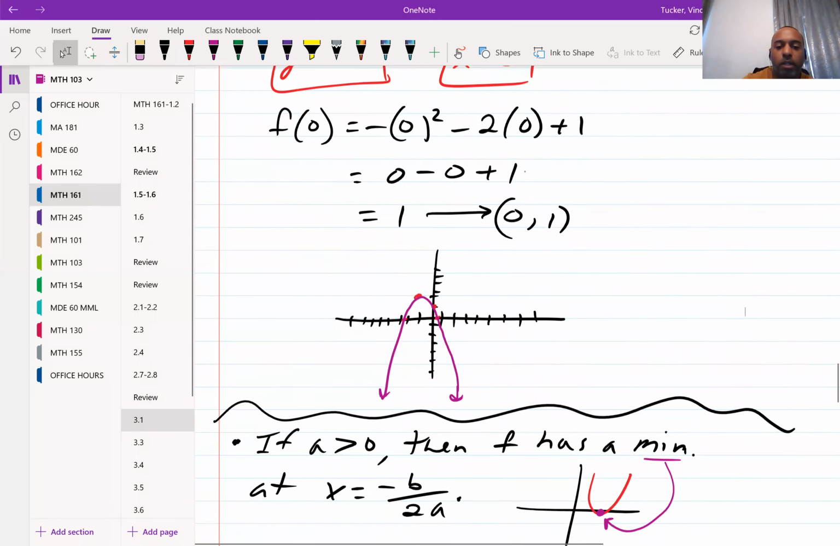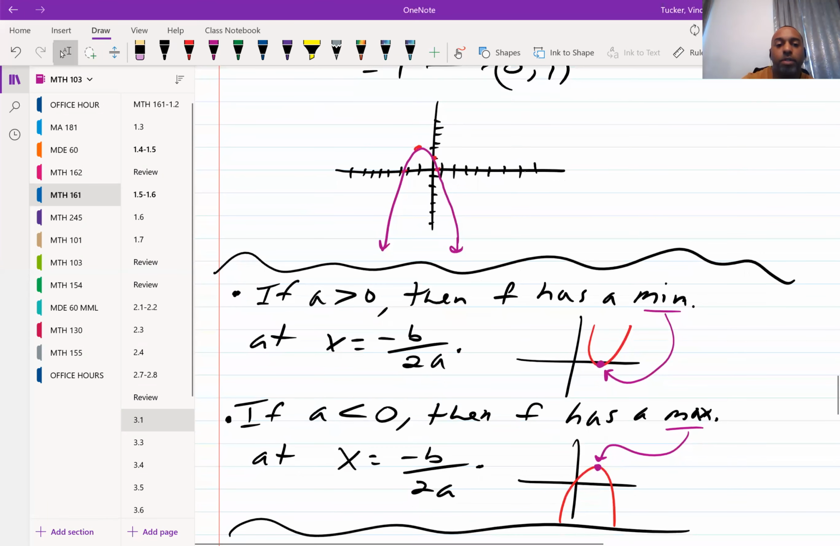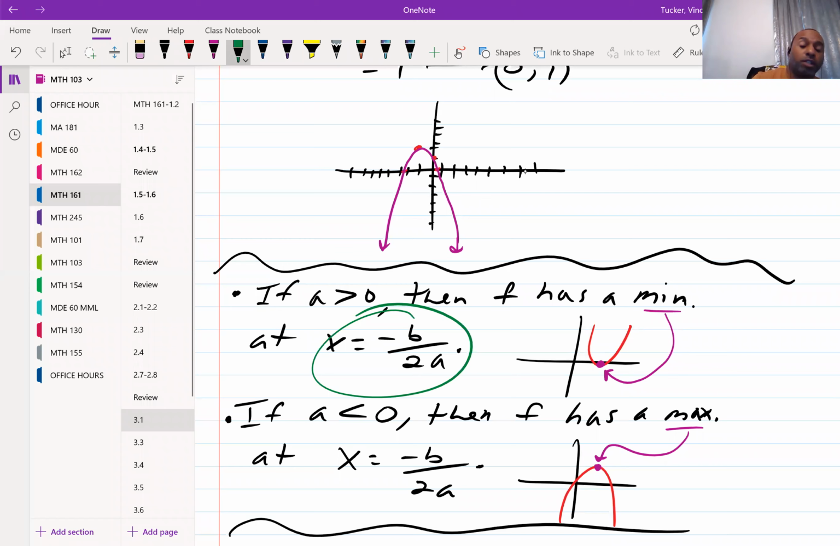All right. So these next two statements just reiterate something we already mentioned, that if A is greater than 0, if A is positive, then it concaves up. So that means you'll have a minimum at your vertex. Remember we said that you can use this relationship to find the coordinates of your vertex. And then if A is less than 0, then your parabola has a maximum because it opens down, concave down. You have a maximum at your vertex. Just another way of emphasizing the relationship.